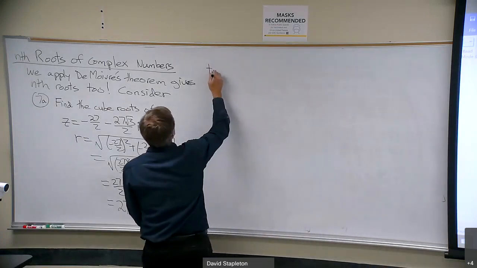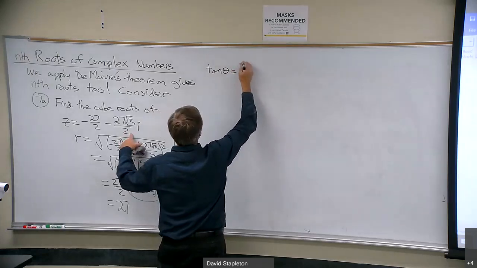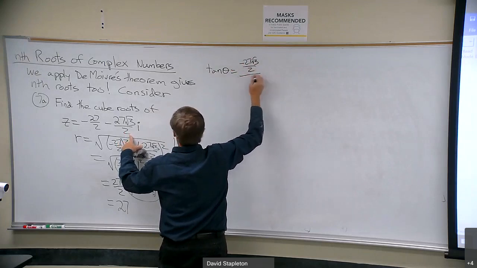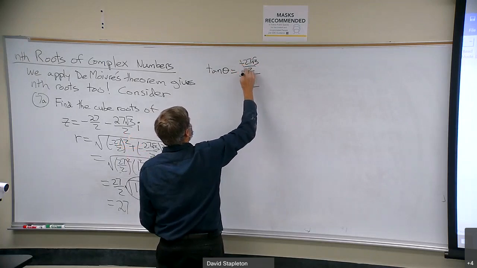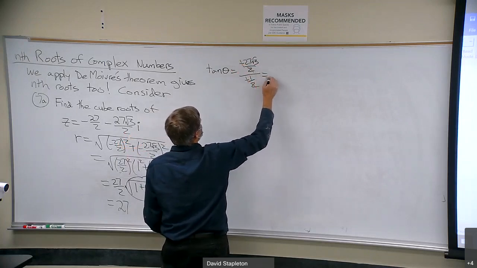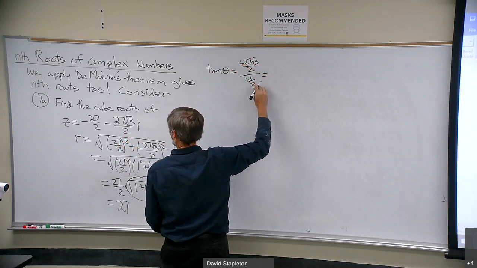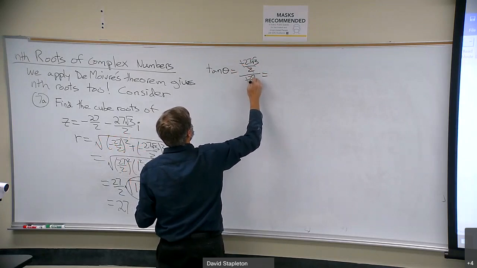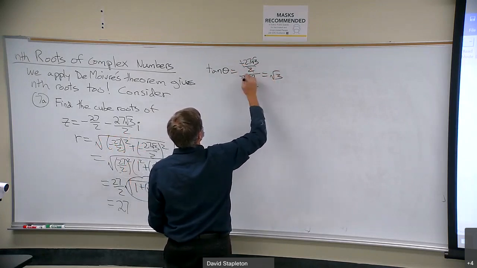Now I know that tangent theta equals y over x, minus 27 square root 3 over 2 over minus a half. Well, the minuses cancel and the 2's cancel, and I get, oops, this is 27 over 2, sorry. And I get square root 3. The 27's cancel also.